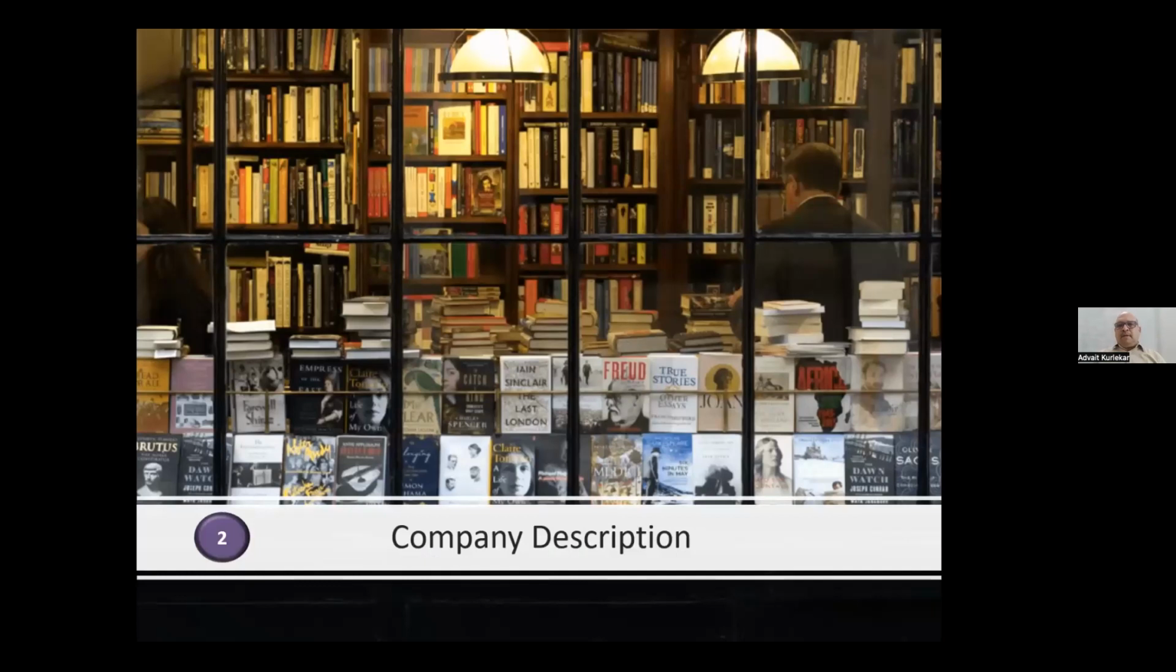Okay. Then the business plan also needs to have a section on what I call company description, which is different, or ideally should be different, from the next part that we want to talk about, which is your product or service description.